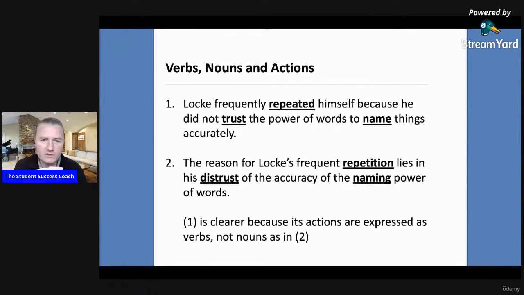So let's look again at these two sentences here. In the first sentence, it says that Locke frequently repeated himself because he did not trust the power of words to name things accurately. Okay. Now, repeated is obviously the past tense of the verb repeat. It's an action. So is trust and name. But if you look in the second sentence, those verbs have been nominalized. They've been expressed not as verbs, but as nouns. So repetition is the noun form of the verb repeat. Naming is the noun form of name, okay?